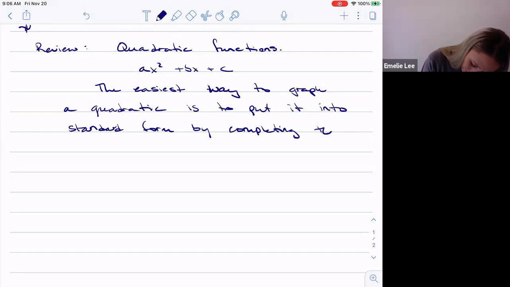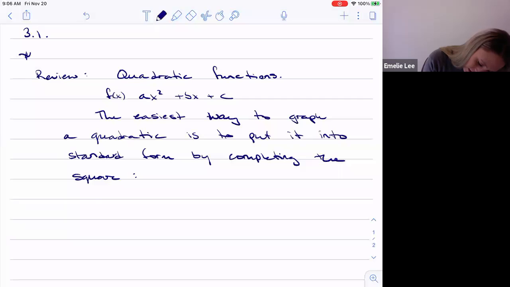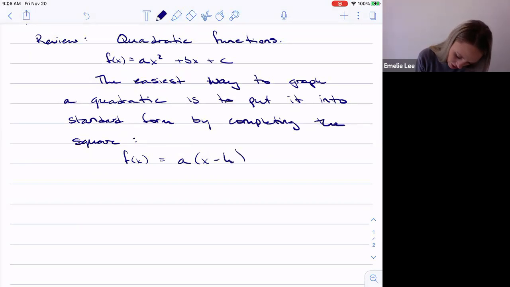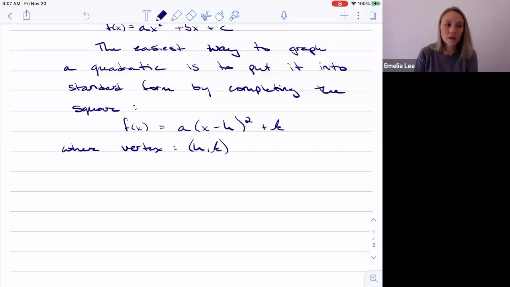By completing the square. Okay, which is, so if this is f of x, then function of x is a, which is the same a as from up here, right? A times x minus h squared plus k, okay? Where the vertex is at (h, k), okay? Notice that it's minus h, so if it's x plus 2, for example, h would be negative 2. And then the k is just stolen from the standard form.